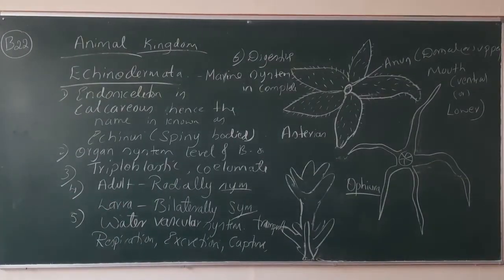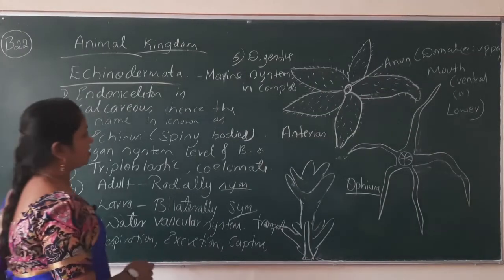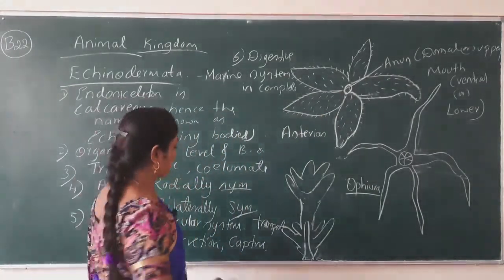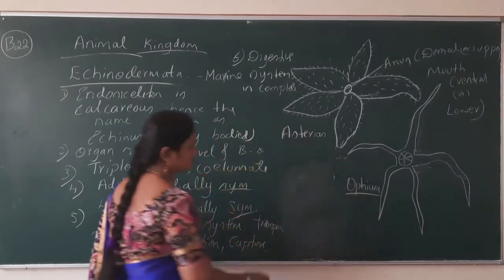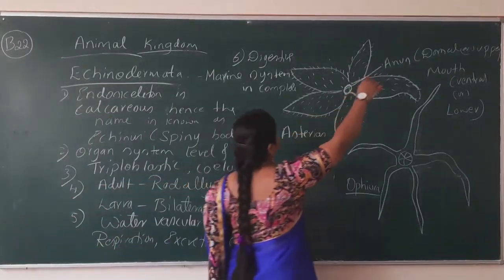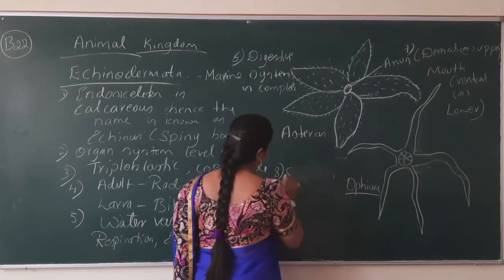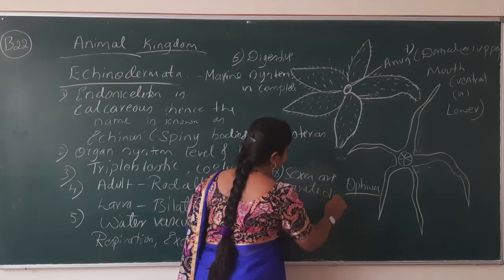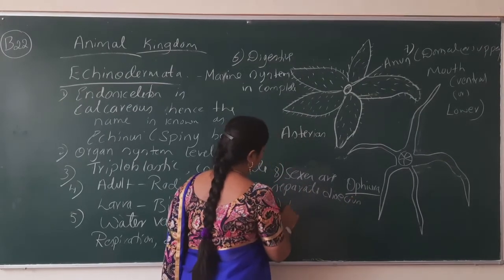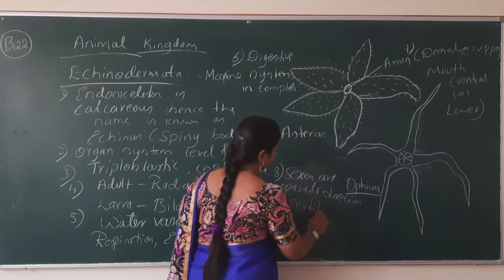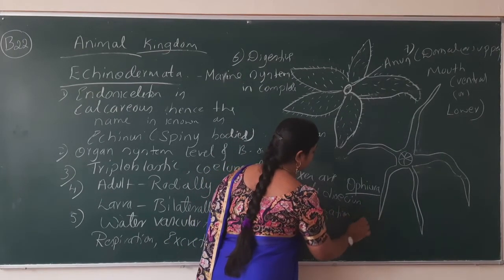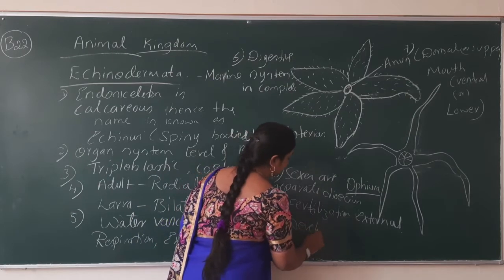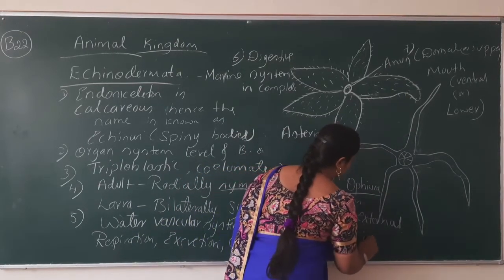The excretory system is absent here. That one is the seventh character. The eighth one is that sexes are separate. It means they are dioecious, and fertilization is external. Development is indirect.